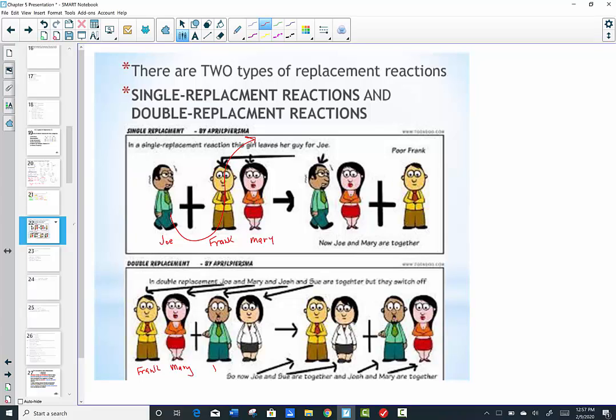Now, here's our Frank and Mary. And over here now is Josh and Sue. Oh, they've labeled these guys all differently. Let me get this caught up. This is Joe, this is Mary, this is Josh, and this is Sue. All right, so now look what happens. Joe and Sue are now together, and Josh and Mary are now together. This is what we call a double exchange, double replacement, double displacement. The 2 positive ions simply exchange partners, a double replacement.